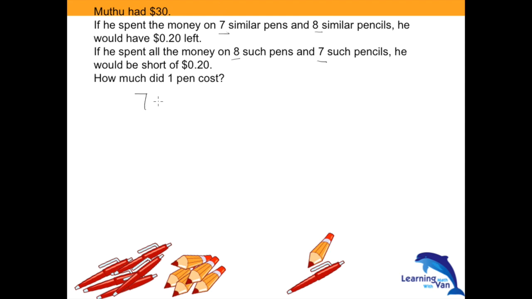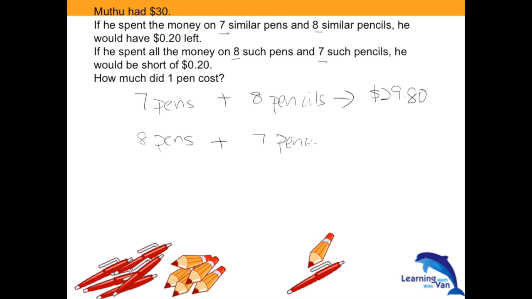Okay, so 7 pens plus 8 pencils. So again, the same thing. 20 cents left, so spend $29.80. So now I'm treating this as a Paper 1 question, no calculator. I'm not going to use that. So 8 pens plus 7 pencils. Again, it gives me $30 and 20 cents.